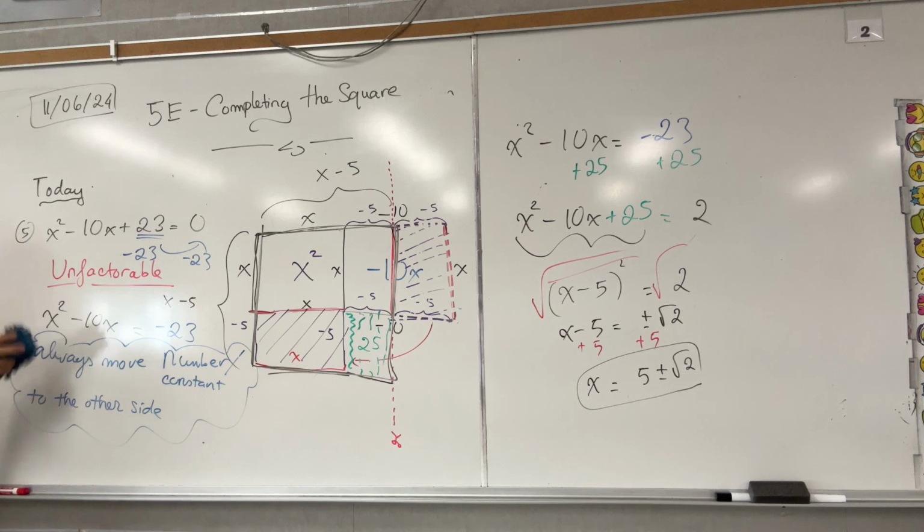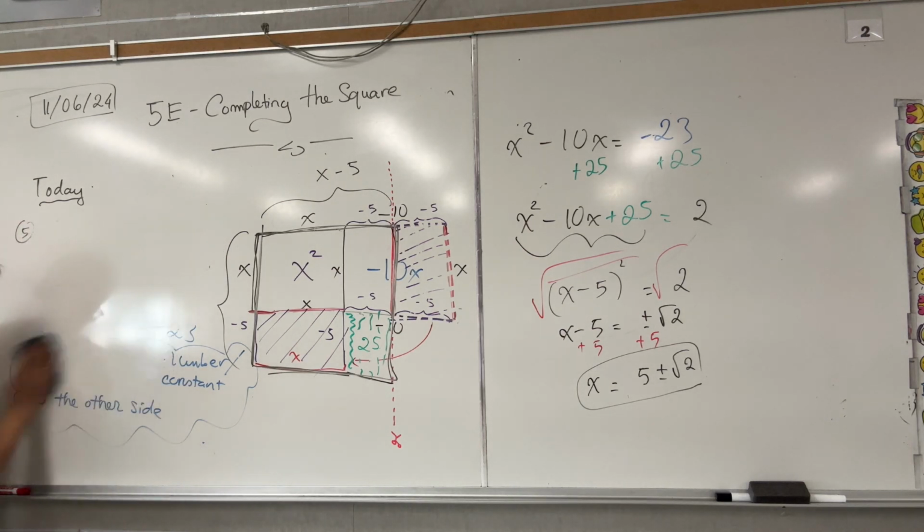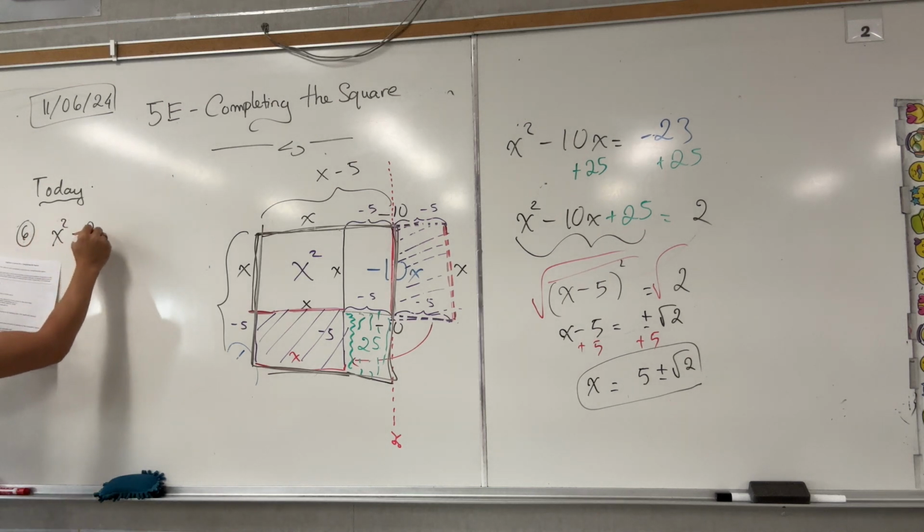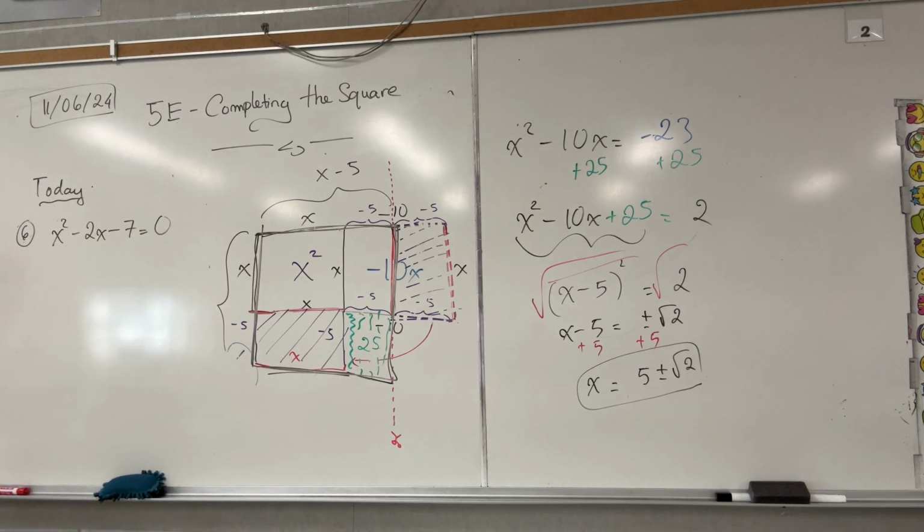All right, can I erase this? Okay. I'm going to keep the picture over there. Let's see. Number 6. X squared minus 2x minus 7 equals 0. So I'm going to tell you what steps you're going to do. Okay, ready? Also, let me know if I go too fast or anything you don't understand, okay?